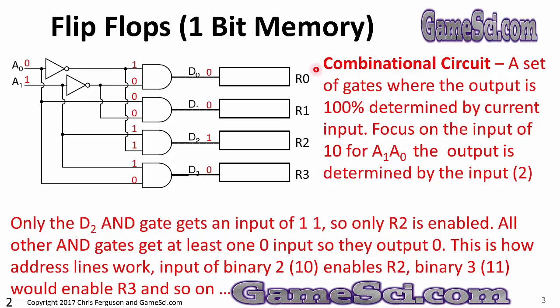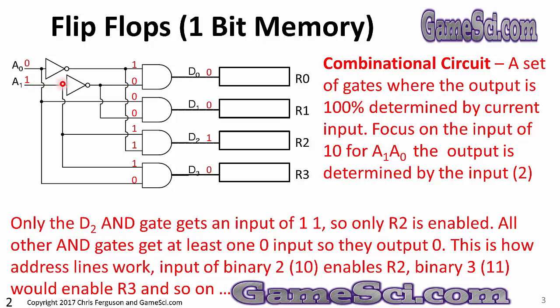A combinational circuit is a set of gates where the output is 100% determined by the current input. Focus on the input of 1, 0 for A1 and A0. The output is determined by the input. The output activates register 2. With a 0 and a 1 on the input lines, that will send a 1 down this line and a 1 down all of these lines, especially that one right there.